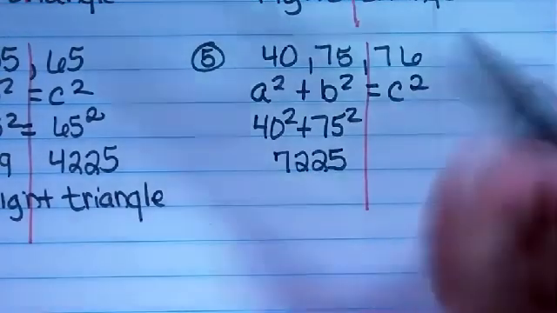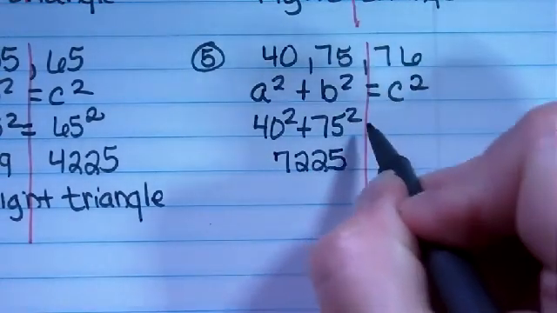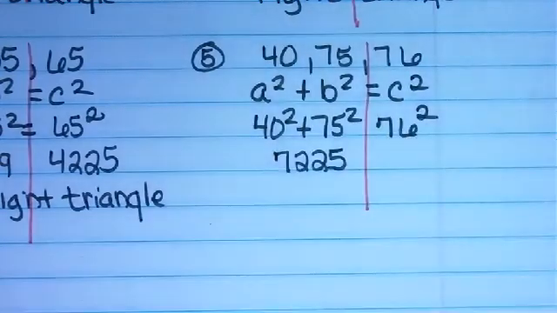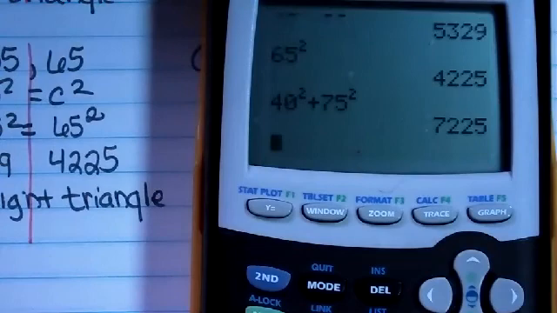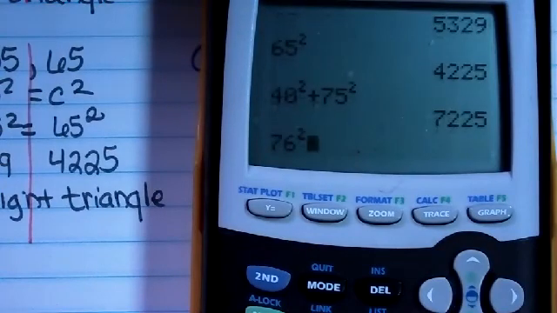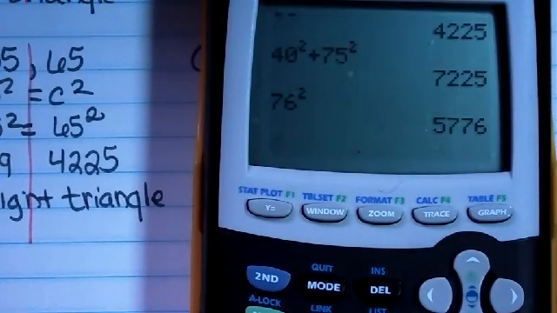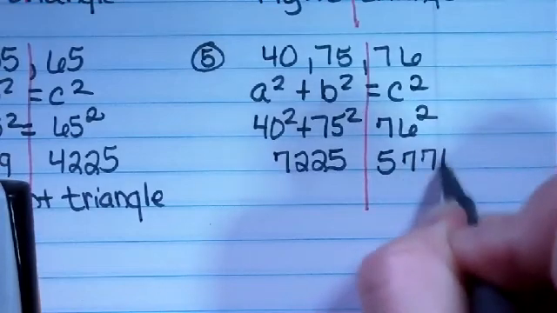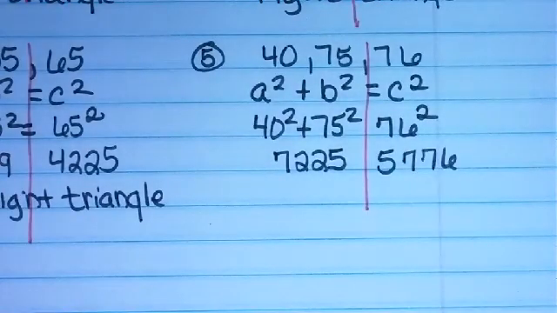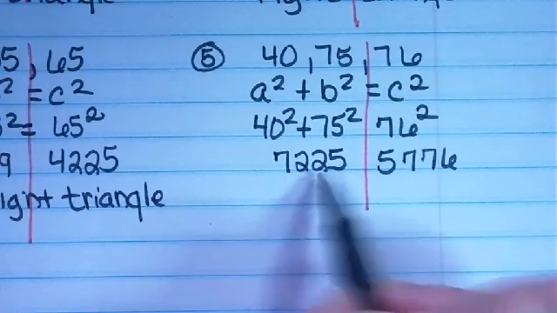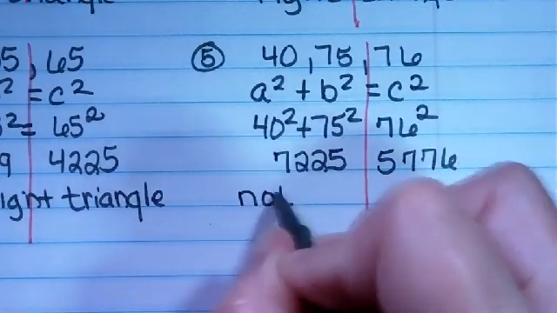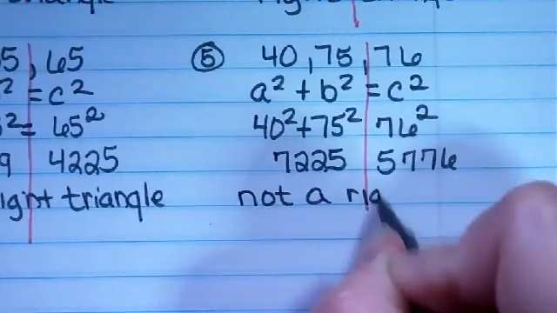Now on the other side over here, I'm going to have 76 squared. So if I take my calculator and I type in 76 squared, I'm going to get 5,776. So I'm going to write that down. Now look right here. Look what happened. These two numbers are different again. So again, this one means that is not a right triangle.